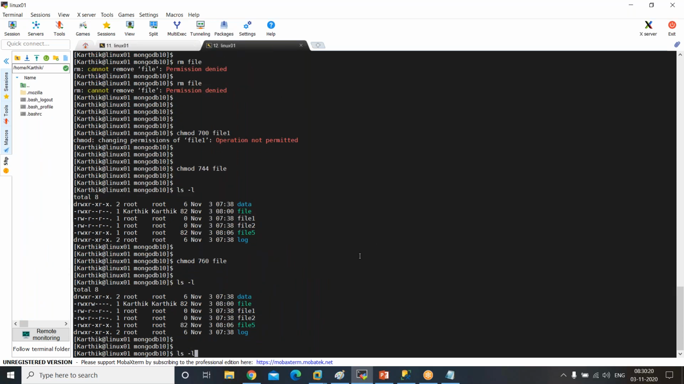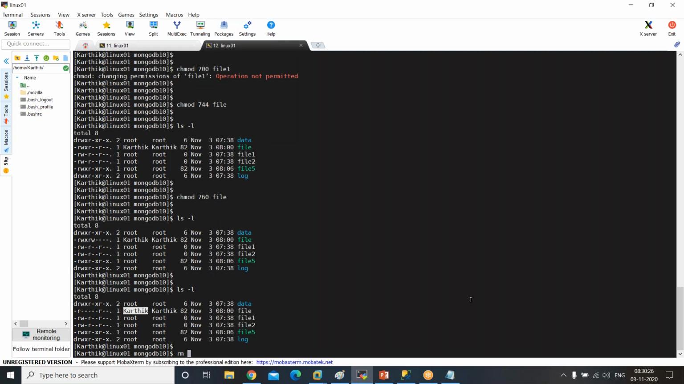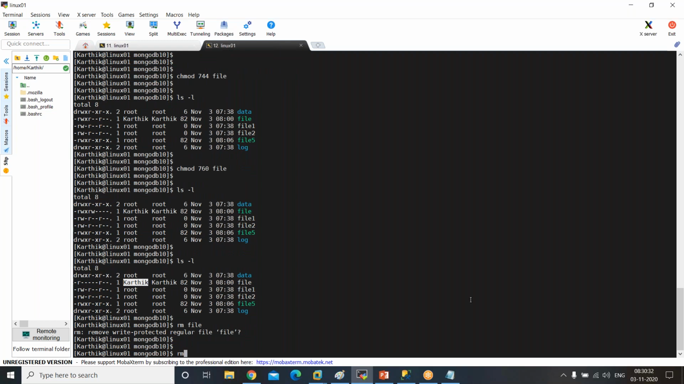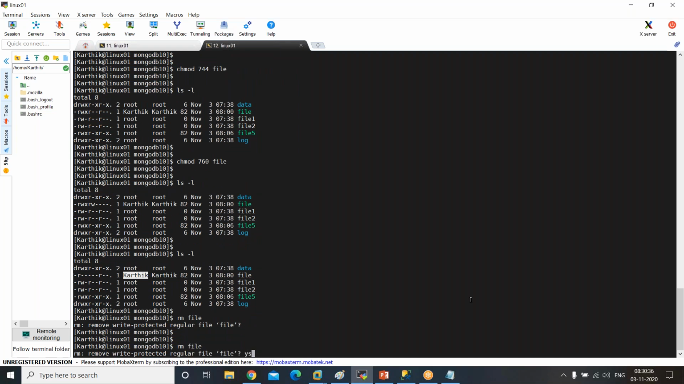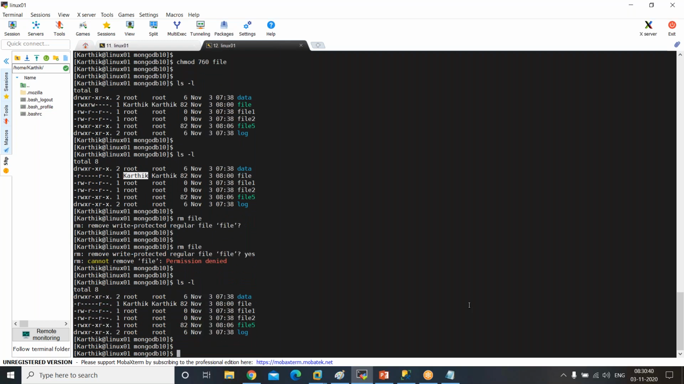Now Karthik is owning the file but is not able to delete it. Which file? This file, Karthik's file. He is not able to delete it with rm file. Why is he not able to? Just a minute. rm file. Yes, I want to. Permission denied. Okay, at least it was asking for a prompt. He is not able to delete because he doesn't have the ownership.